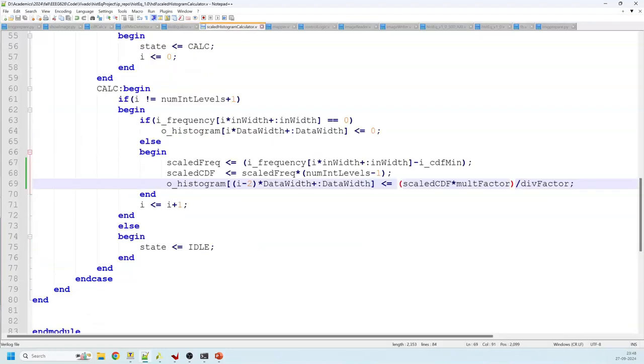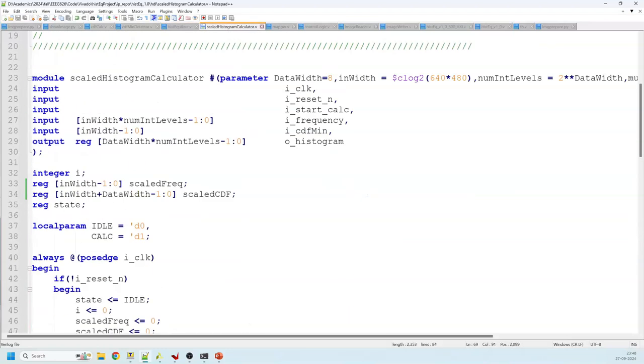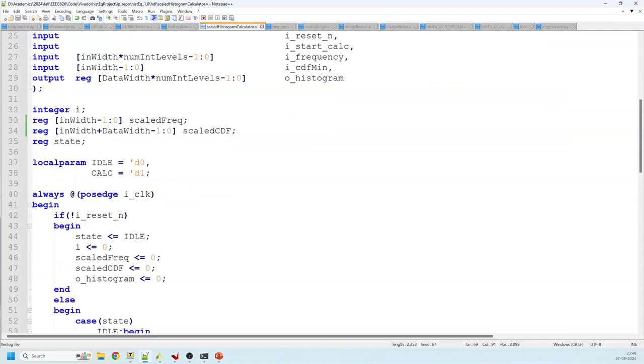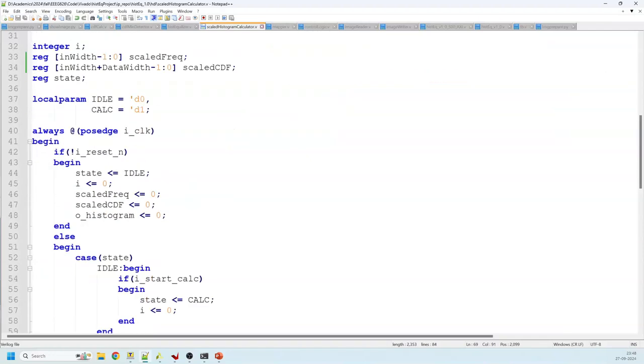Okay, so next module, this is basically the one which does the mapping function calculation. Again, to save resources, I am not doing it in parallel. I am doing it sequentially. Because of that, I will be using a state machine here. Initially, it will be in some idle state, and once it gets the start calculation signal, only then it starts the calculation. This start signal will be provided by the control logic.